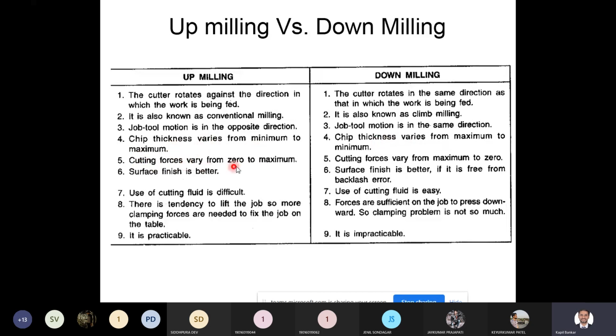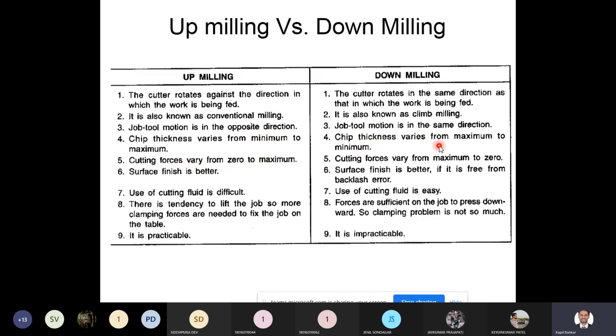Cutting forces vary from 0 to maximum. At the initial level chip thickness is minimum, so the cutting force is 0. It will tend to increase toward the end of the cut, so it goes to maximum, and the cutting force will be the maximum. So cutting forces vary from 0 to maximum, and here what happens? Chip thickness varies from maximum to minimum.